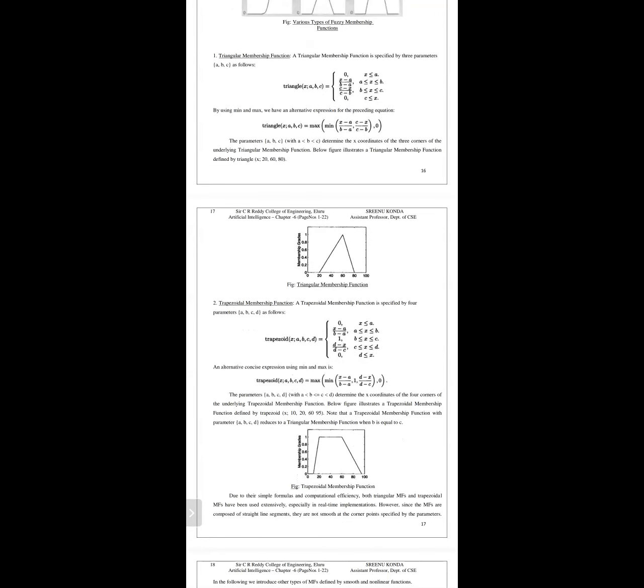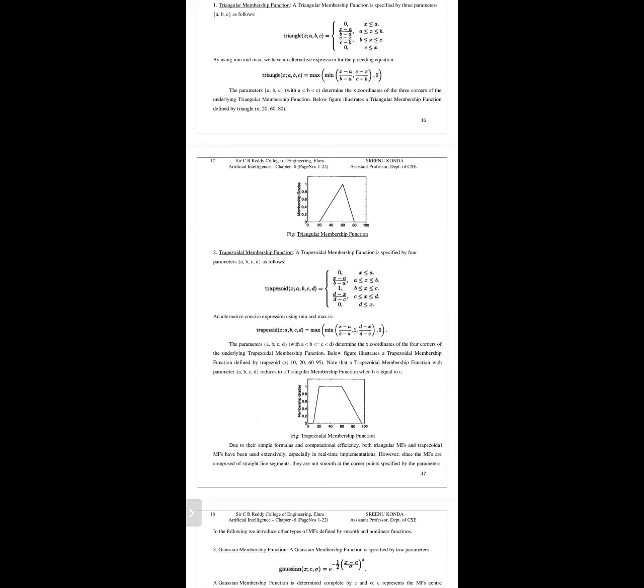Okay, you see this one. Here the a, b, c, d values are 10, 20, 60, 95. A equals 10, b equals 20, c equals 60, and d equals 95. Now we can draw the graph like this.